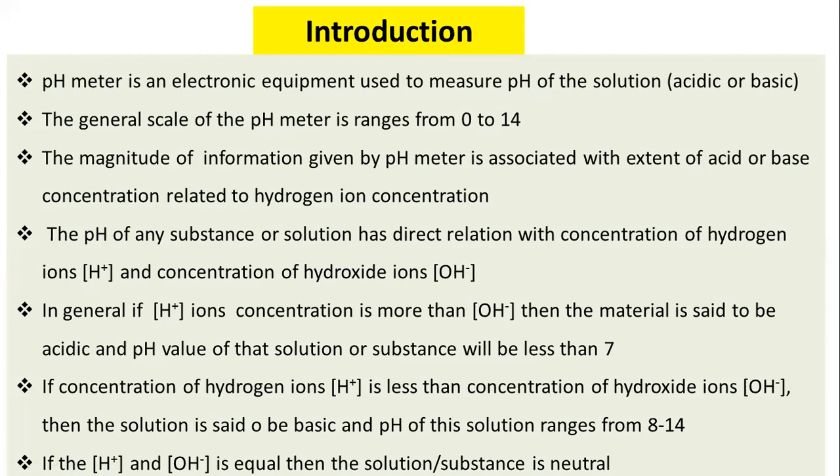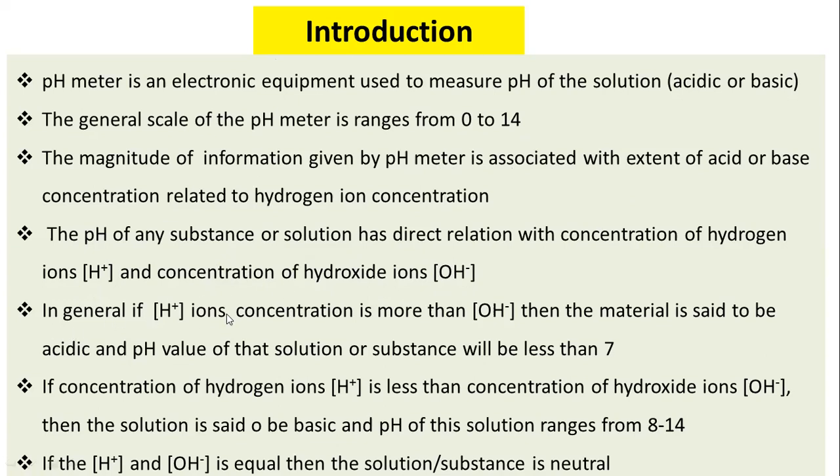The information that is given by the pH meter is generally associated with the extent of acid or base concentration, and basically that is related to the hydrogen ion concentration. The pH of any substance or solution has a direct relation with the hydrogen ion concentration, indicated by the square bracket as [H+], and simultaneously the hydroxide ion concentration, that is [OH−]. So depending upon the H+ and OH−, the pH of the solution may vary.